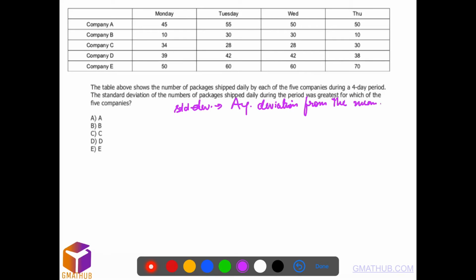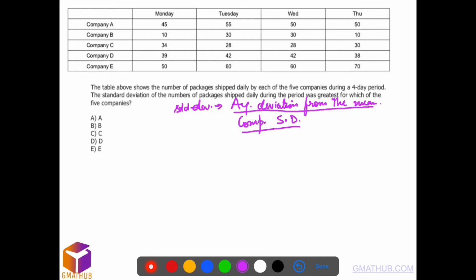Okay, this is not to calculate standard deviation. If you calculate it mathematically, it will be a wrong thing, but it is good to compare the standard deviation. No question in GMAT will ask you to calculate standard deviation. There could be a lot of questions which will ask you to compare the standard deviation.